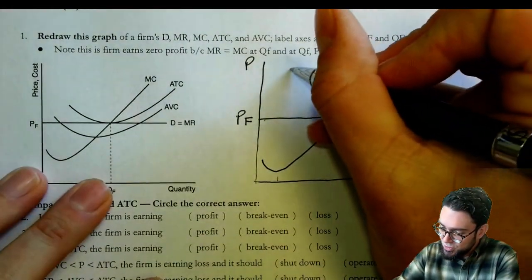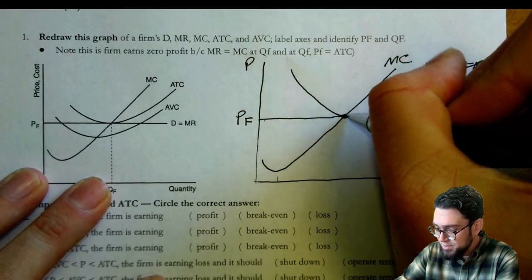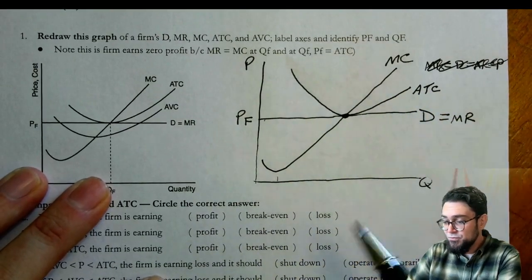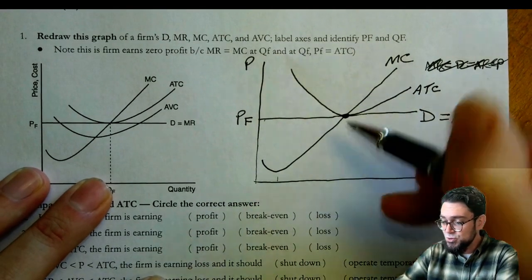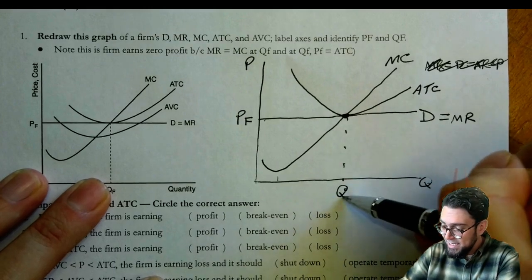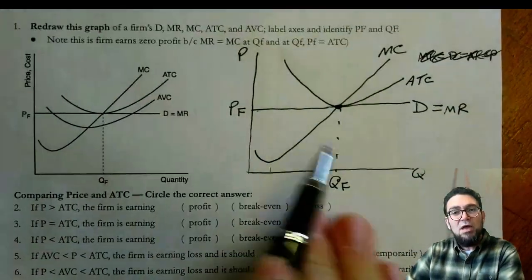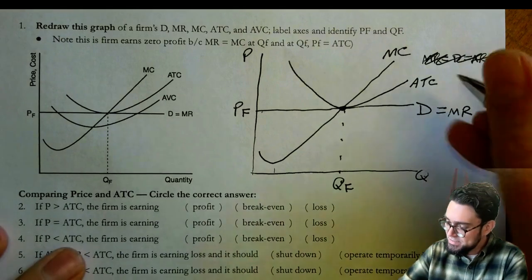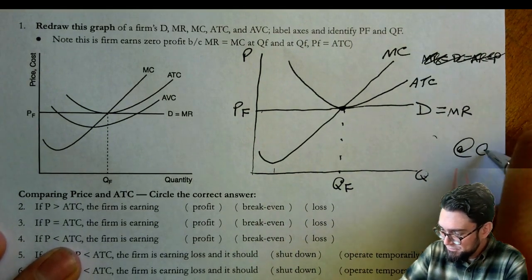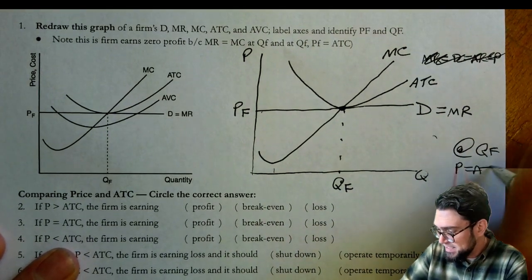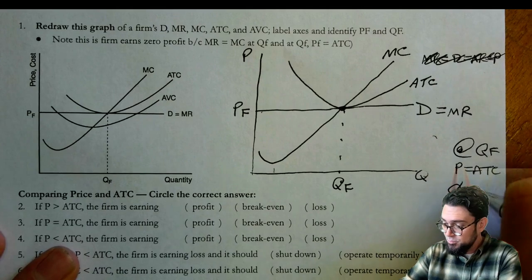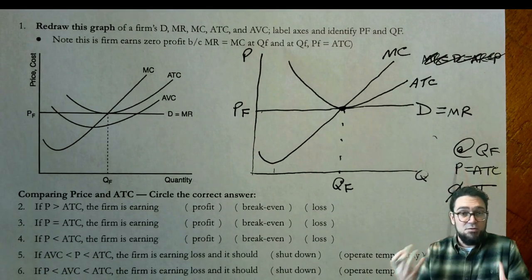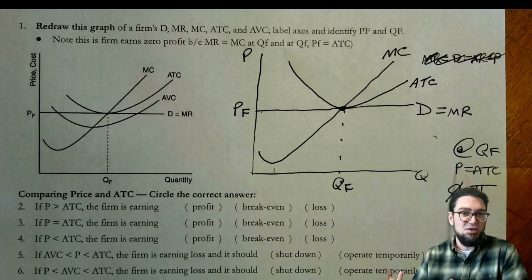Now, the average total cost is going to come down, hit its minimum at the marginal cost, and then come back up again. And the way that we're drawing this, the price and the average total cost are going to be equal to each other at the quantity that the firm produces. And because price and ATC are equal at QF, right? So at QF, price equals ATC, that means they have zero profit, because we know that if the price is bigger than the average cost, then the firm's earning a profit. If the price is below the average cost, then they're losing money.